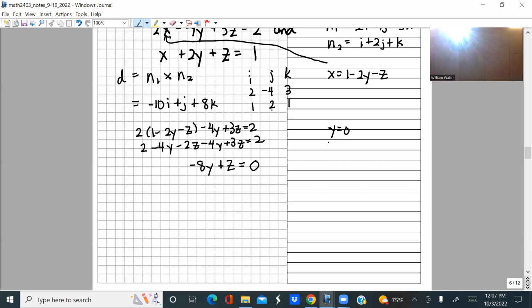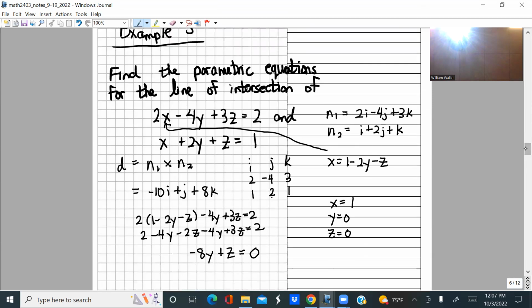If y is equal to 0, then we can let z also be 0. But if that's the case, that means x is equal to what? So you can plug both of those back in here and get x is 1. So there is a simultaneous solution to our set of equations there. We could have seen that by observation, right?